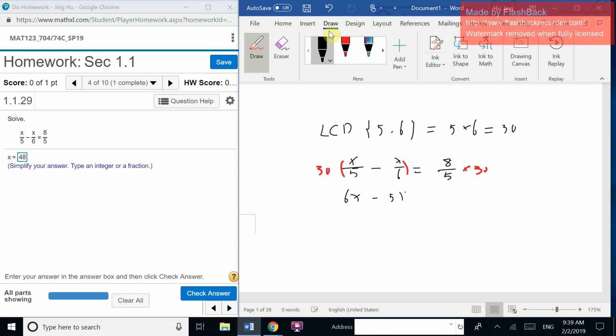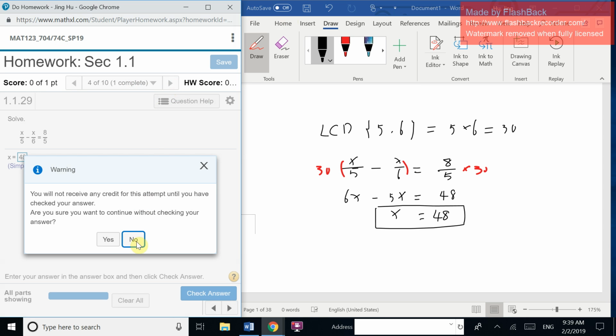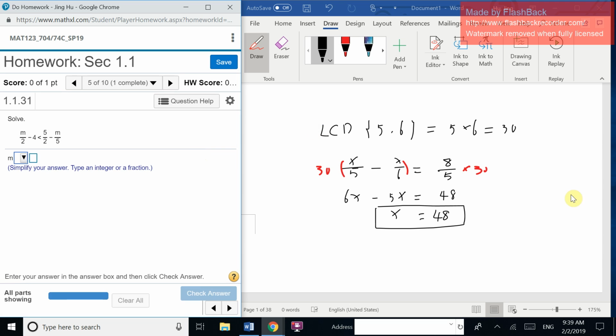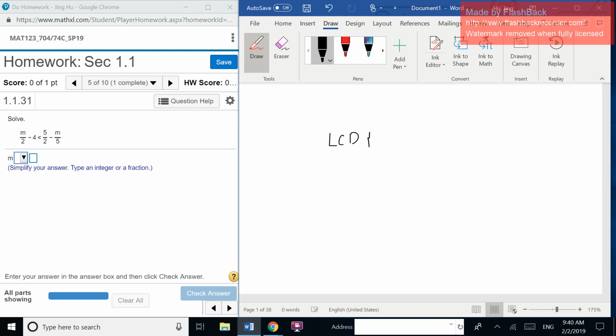We get 6x minus 5x equals 48. 30 divided by 5 is 6, so x equals 48. You can self-check, just plug 48 into the original equation. Now, next one. For 2 and 5, the least common denominator, meaning the least common multiple, is 10, their product. Then on both sides of the inequality, we multiply by 10.